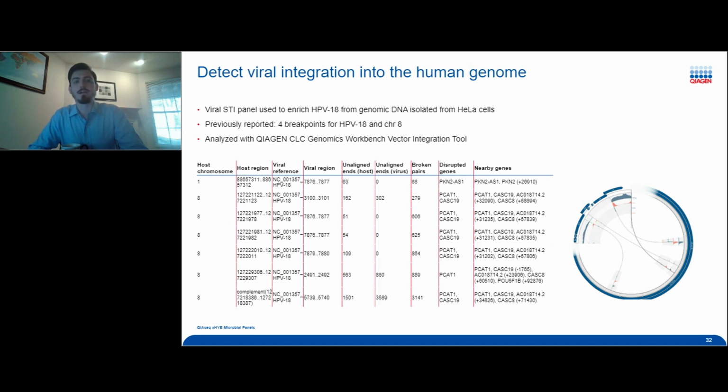So on this slide, we're demonstrating that we can detect, using our viral STI panel, that HPV-18 has integrated into a handful of different sites in HeLa cells. Now, this is mostly already characterized, but it is a good highlight of the technology with our bioinformatics tools that this is possible. So for any of the viruses in the panels that I've already described that do integrate into the human genome, you can use this vector integration tool to detect where in the human genome they have integrated.